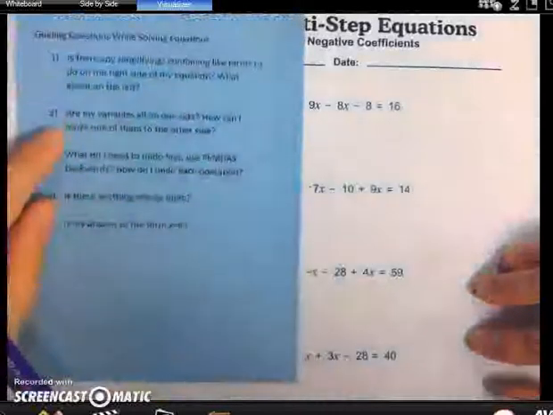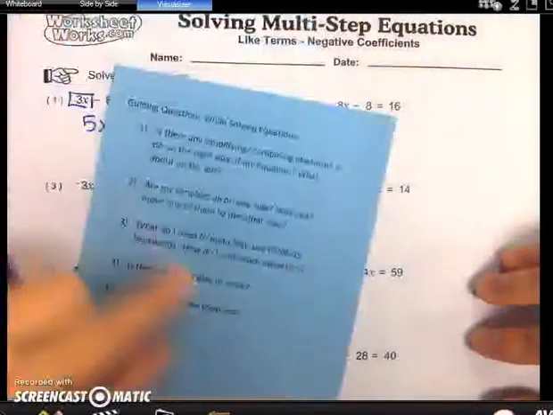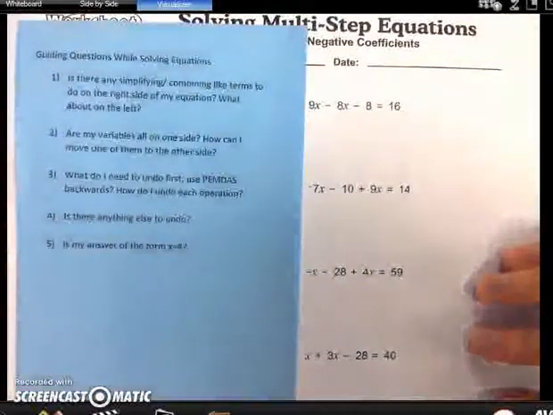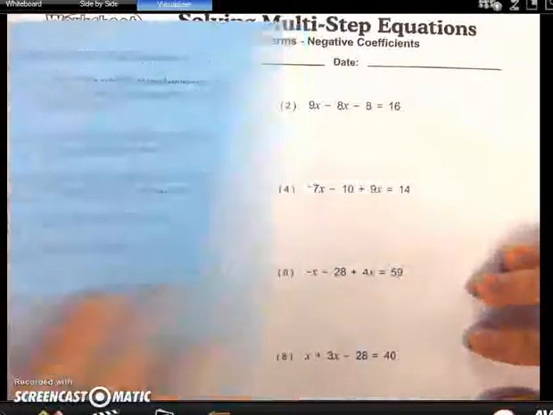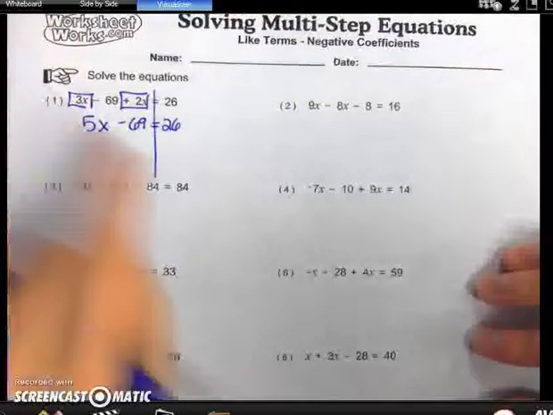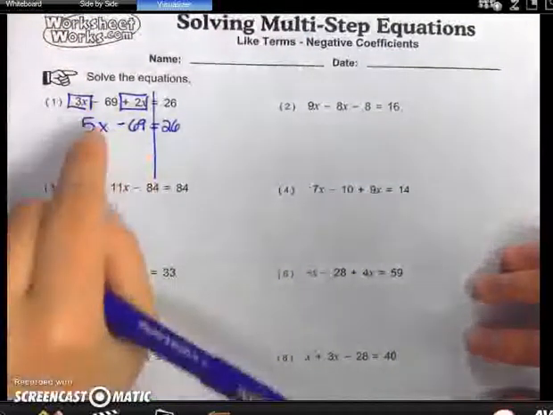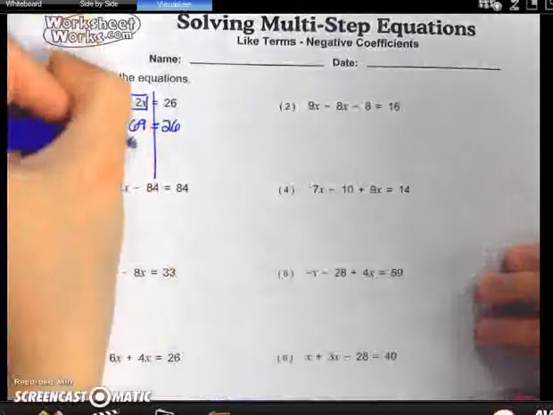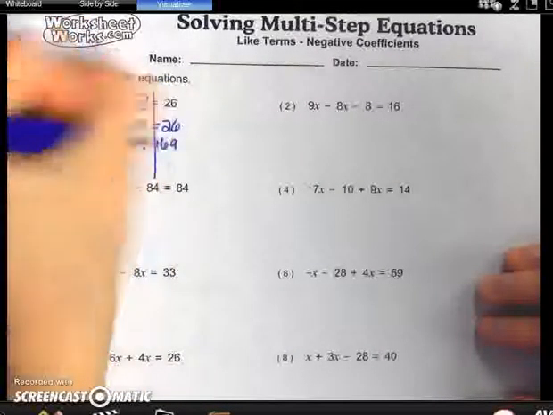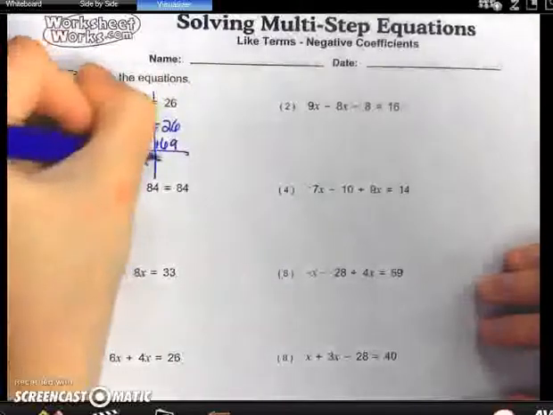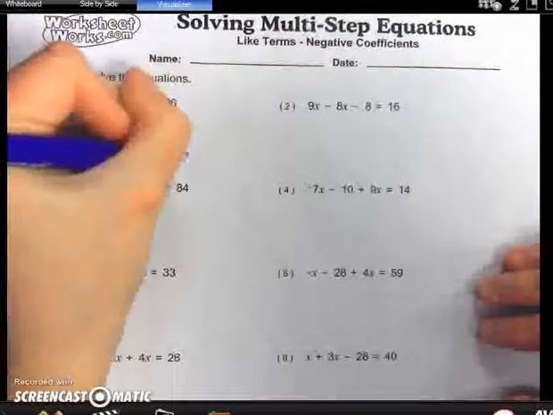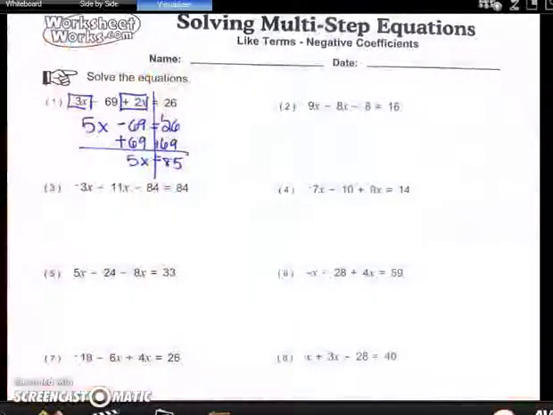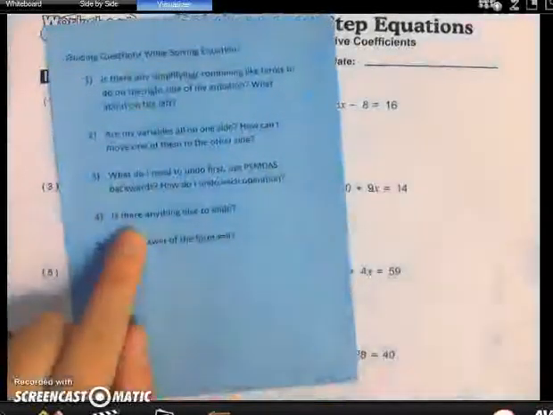If I go to number 2, are my variables all on one side? Actually, yes, they are. X is all on the left. And then what do I need to undo first? Using PEMDAS backwards. PEMDAS backwards means we start with undoing any addition or subtraction before multiplication or division. So I have multiplication and I have subtraction, which means I'm going to undo subtraction first. So I'm going to add 69 to both sides. Okay, so this is 15, 85.